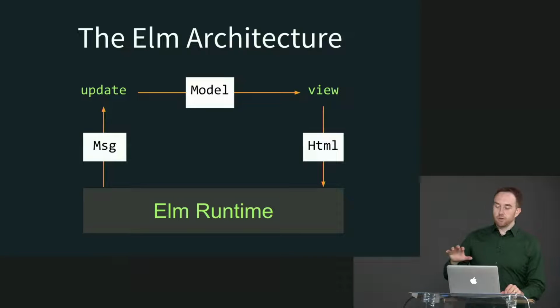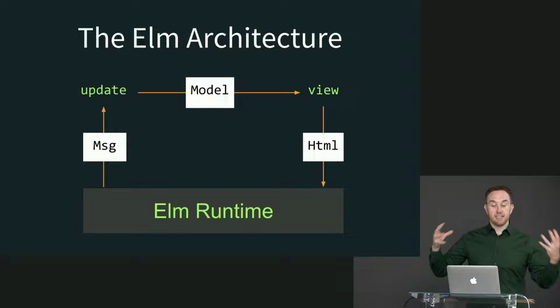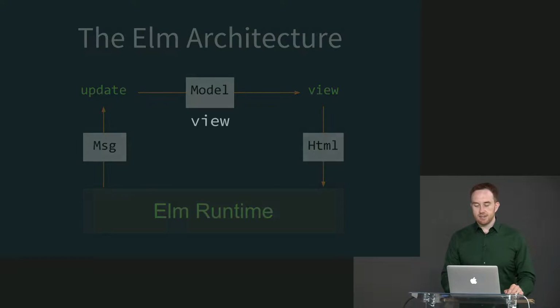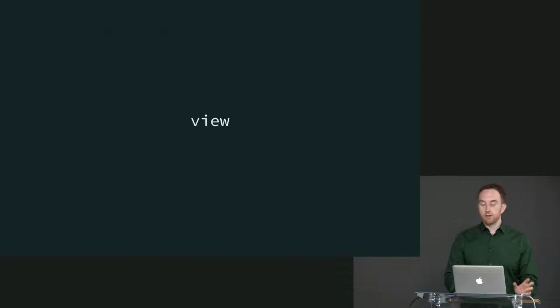Ultimately, what we're going to build up to is this diagram. This is a diagram of how the Elm architecture fits together. We have model, view, and update. We're sending some HTML from view to the Elm runtime, and then the Elm runtime is sending messages to update. So let's learn about these. We're going to start with view.